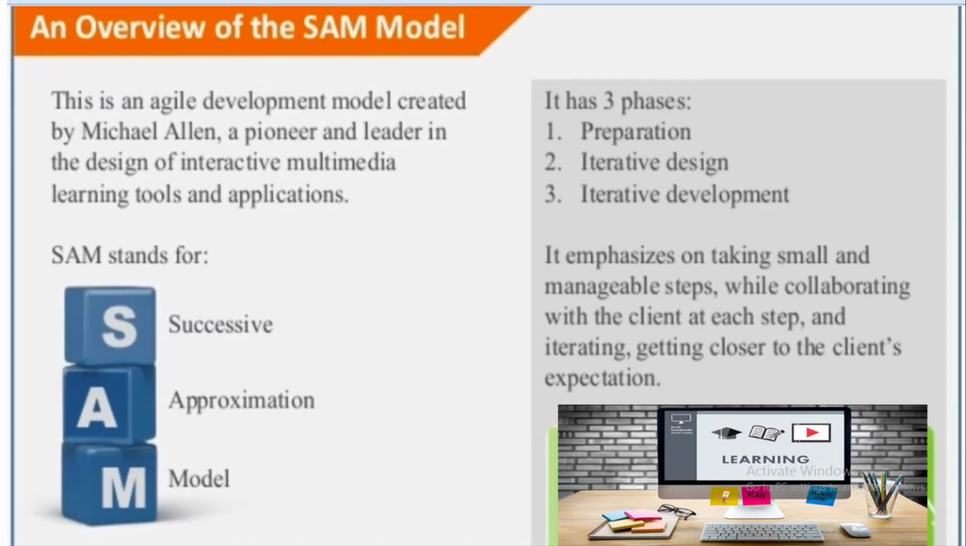SAM is an agile development model created by Michael Allen, a pioneer and leader in the design of interactive multimedia learning tools and applications. It has three phases: preparation, iterative design, and iterative development. It emphasizes taking small and manageable steps while collaborating with the client at each step and iterating, getting closer to the client's expectations. When we talk about preparation, this phase offers two steps.